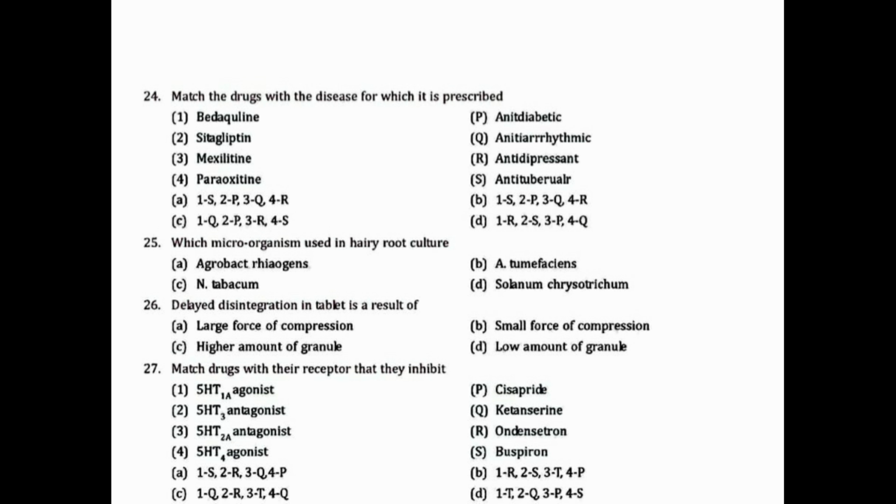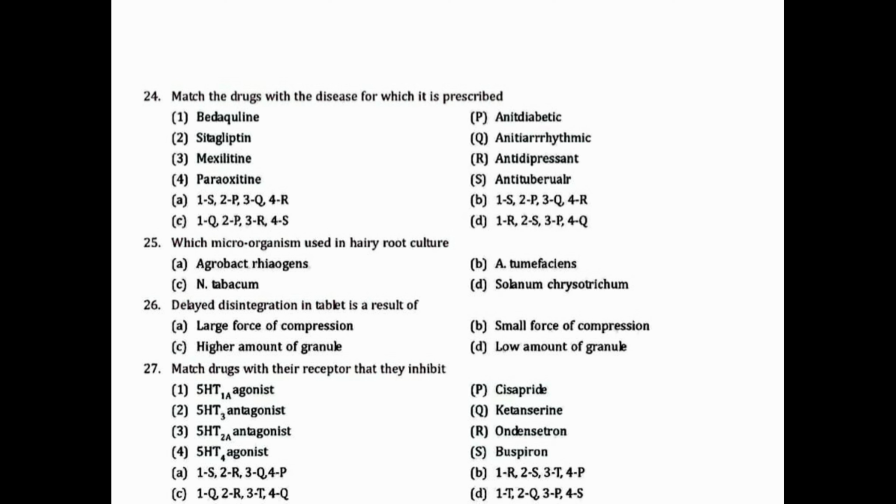Next, question number 24. Match the drugs with the disease for which they are prescribed. 1. Bedaquiline. 2. Sitagliptin. 3. Mexiletine. 4. Paroxetine. What is the correct answer here? Here the correct answer is option A. 1S, 2P, 3Q and 4R. That is, 1S Bedaquiline, anti-tubercular; Sitagliptin, anti-diabetic; Mexiletine, anti-arrhythmic; Paroxetine, antidepressant. Option A is the correct answer for the 24th question.